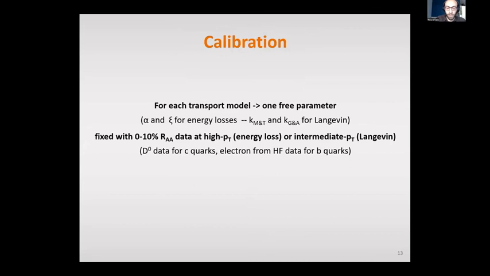One important thing that I need to tell you about all these models is how we do the calibration of the parameters. You saw that for each transport model, we have 1 free parameter. We fix them using the most central RAA data. We use high PT data for energy loss and intermediate PT for Langevin. So we fix it and we use it once and for all in our calculations.